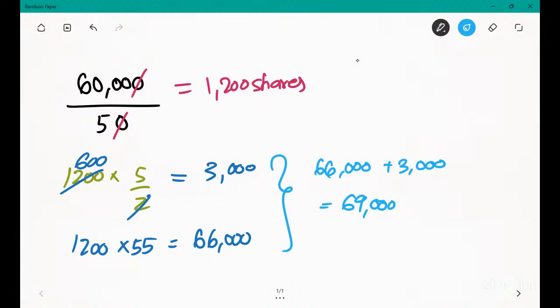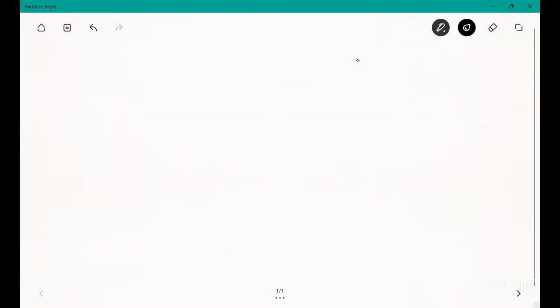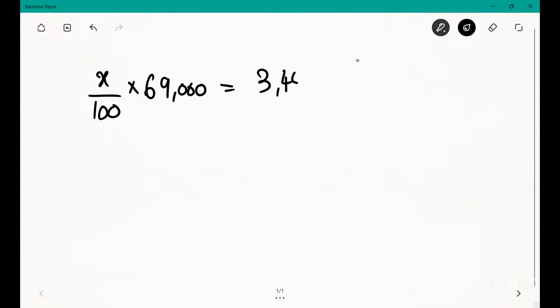Then he deposits the total amount he gets in a bank for 1 year. He receives 3,450 as interest. What is the annual interest the bank pays? So 69,000 he deposits in the bank and he receives an interest. So that means the interest rate we don't know. So I'll write that as X over 100 into the amount that we put in, which was 69,000, is equal to the interest amount that we got, 3,450.